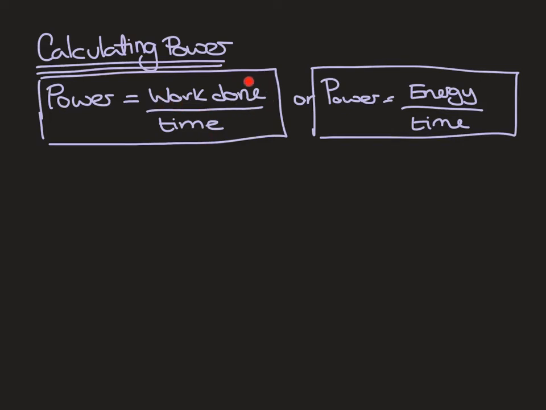So anything that transfers energy in a certain amount of time will have a power. The quicker it transfers that energy, so the smaller the time, the bigger the power will be. And that works as a fraction. If this number gets smaller in this equation, this number here is going to get bigger.